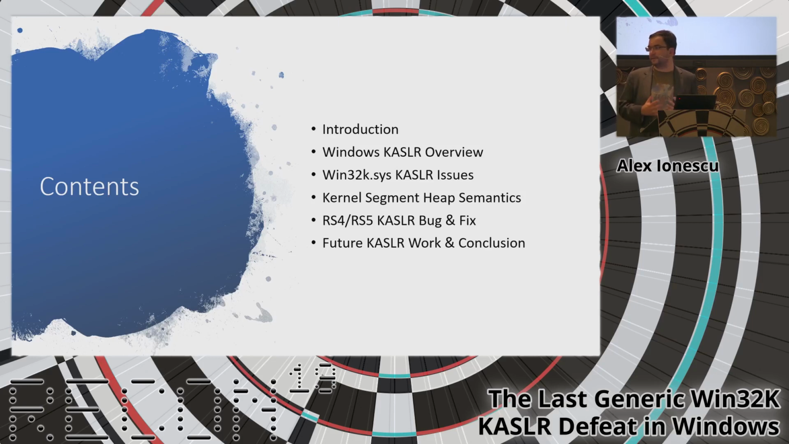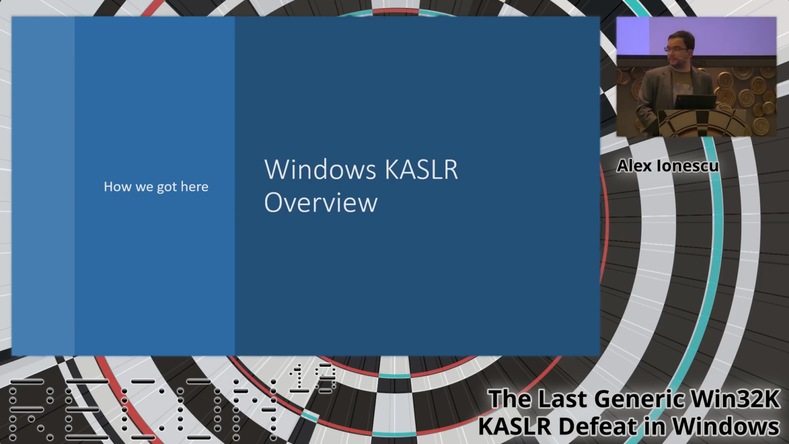And then I'll talk specifically about the issue with the implementation as it was done in Redstone 4 and Redstone 5, aka the Spring Creators Update, aka 1803 and 1809. This was patched in December, so almost 6 months ago now. But I think it's an interesting case study in how very complex work can be easily messed up by a simple mistake, which is simple to fix as well. And I'll wrap up with some future direction in which KASLR, at least on the Windows side, is going. So let's talk a little bit about how we got here.